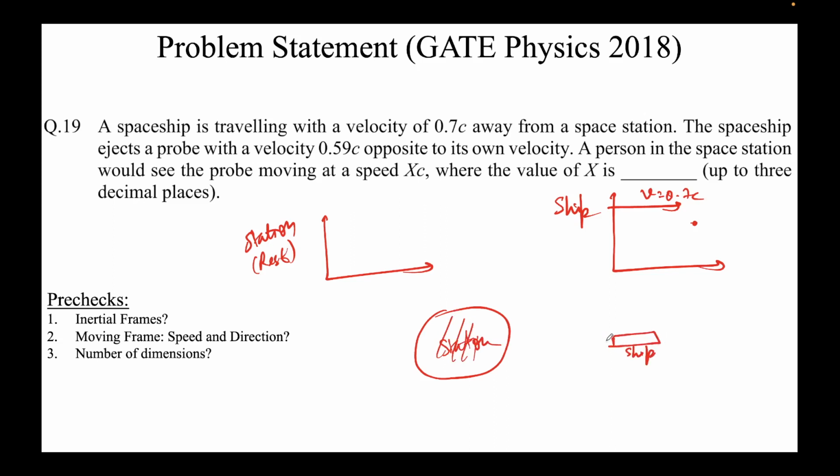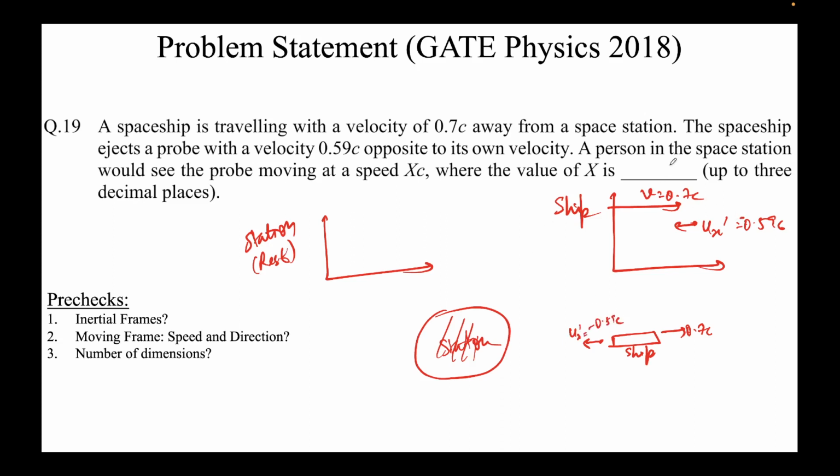What it did, it ejected. So the spaceship was traveling in this direction at 0.7 c. The spaceship ejected a very small probe for some experiments in this direction, and the velocity as measured by the spaceship, it said that this probe's velocity was 0.59 c in this negative x direction. So let's say minus 0.59 c. So here the velocity of this probe, ux prime, is minus 0.59 c.